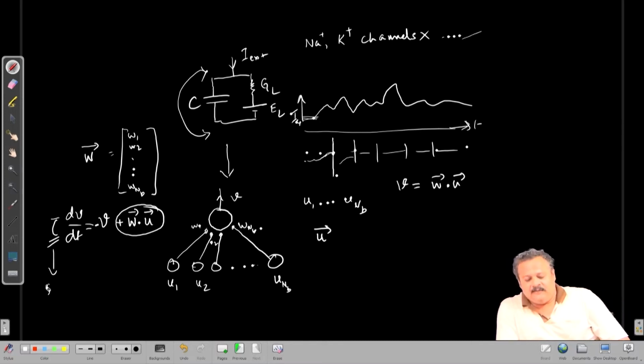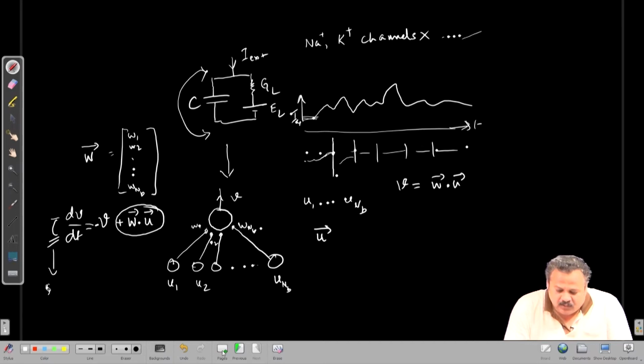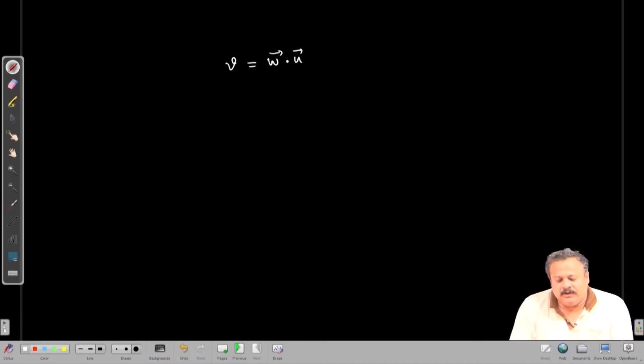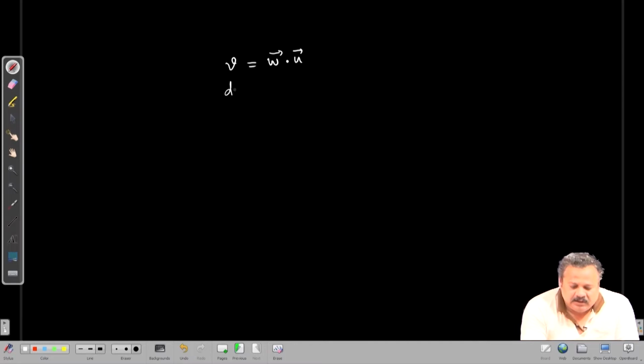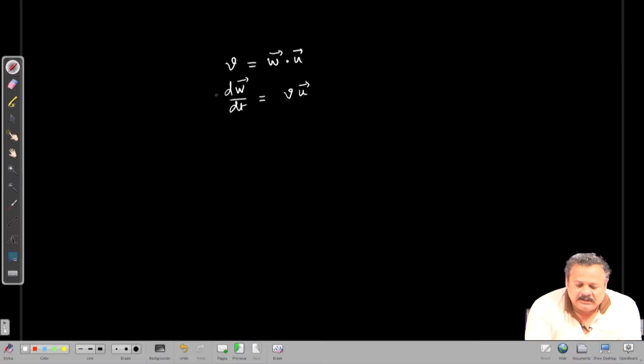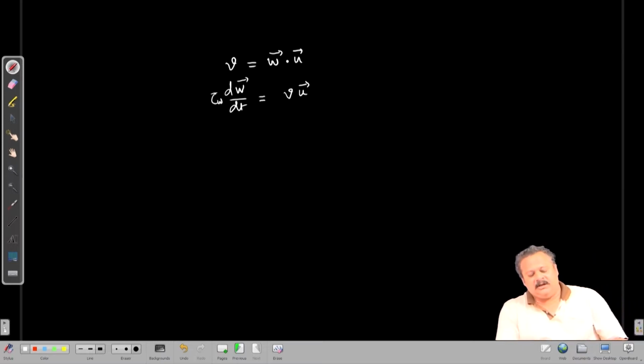So, if we have this as the model, then we consider what we have learned from our Hebbian plasticity, that is V equals W dot product with U. What our Hebbian plasticity suggests is that if the weights are increasing, that is our dW/dt is proportional to the correlation of V and U.